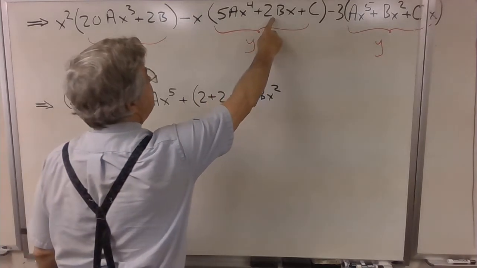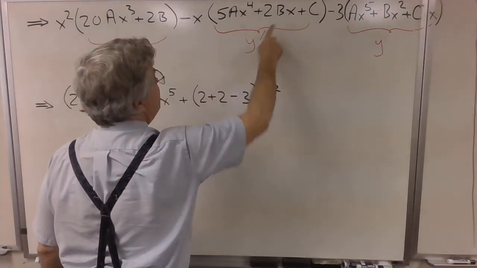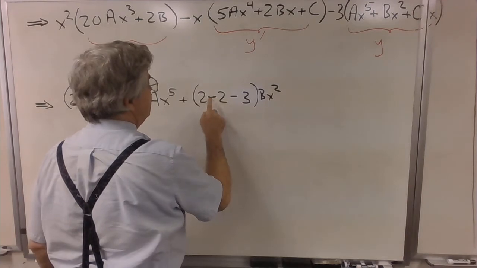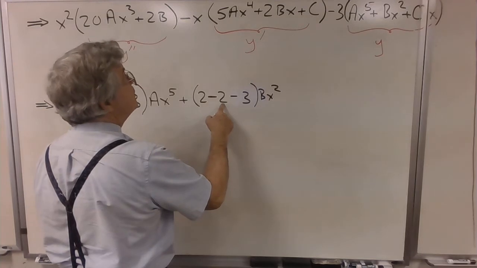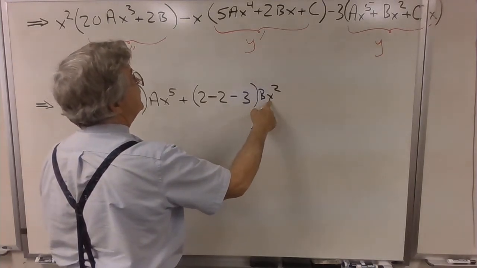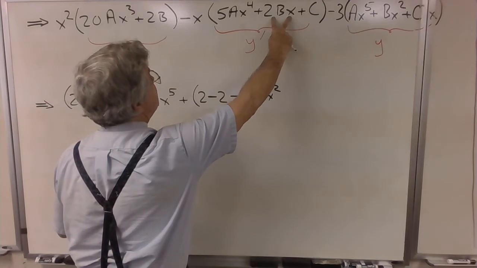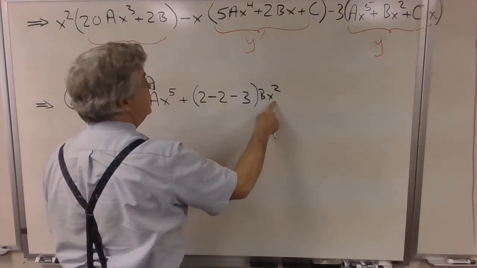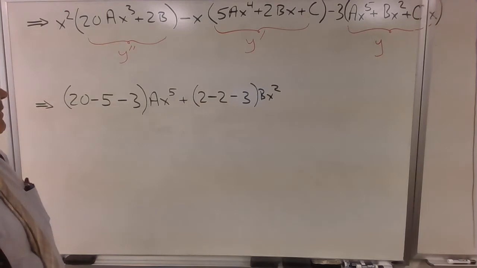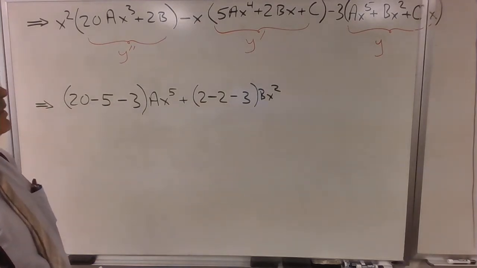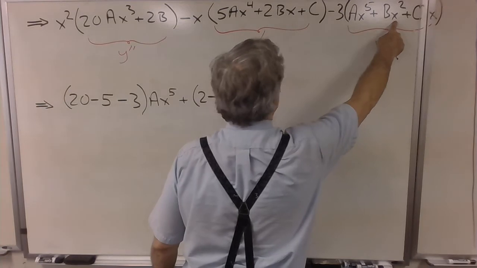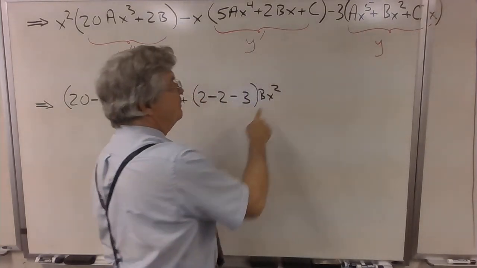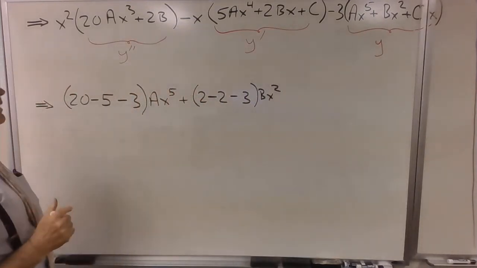Negative x times negative 2bx is negative, watch it right here, this was a mistake, negative 2bx squared. Negative x times negative 2bx is negative 2bx squared. Oh, I'm glad I caught that now and not 20 minutes from now. And negative 3 times bx squared, negative 3bx squared. So far, I think we're looking okay.